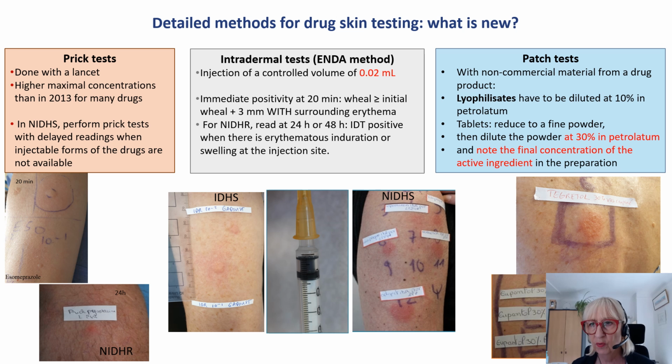For patch tests with non-commercial material from a drug product, in case of lyophilizate, you dilute at 10% in petrolatum, while for tablets, you reduce to a fine powder, then dilute at 30% in petrolatum. But it is absolutely mandatory to note the final concentration of the active ingredient.